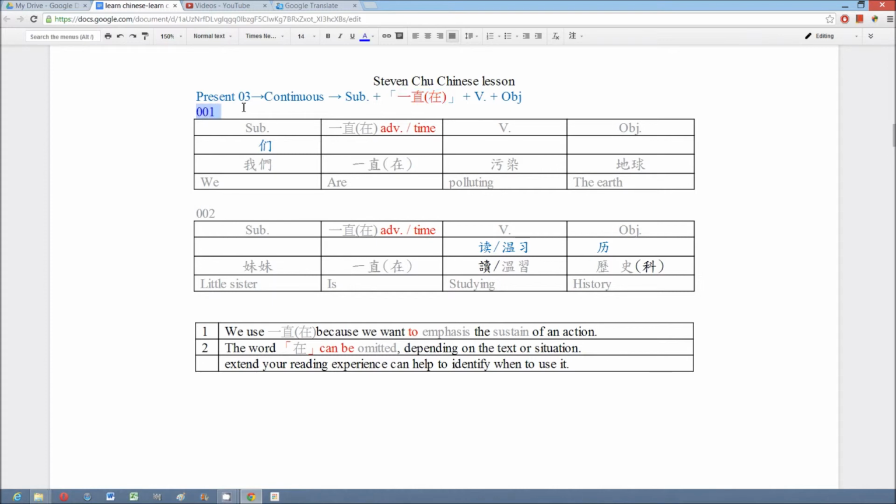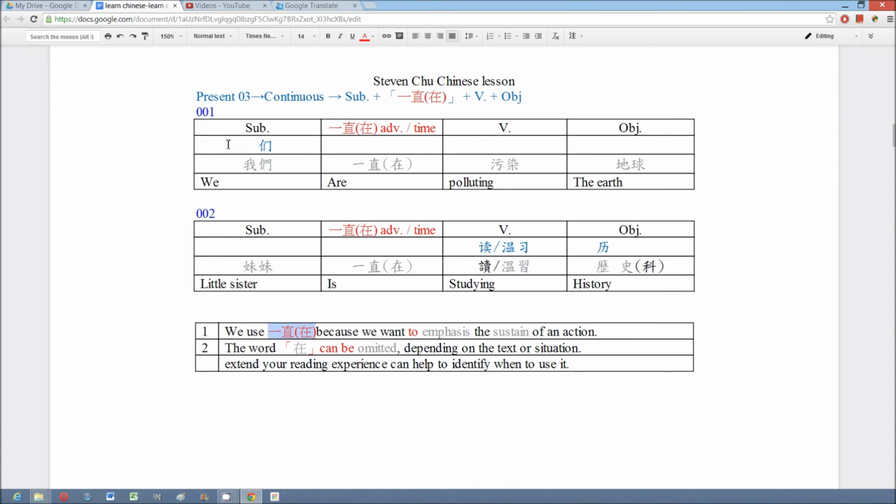Example number 1. 我们一直在污染地球. We are polluting the earth. Subject, verb, object, and put the 一直在 in between the subject and the verb. Example number 2. 妹妹一直在温习历史. Little sister is studying history. Subject, verb, object, and put the 一直在 in between the subject and the verb.